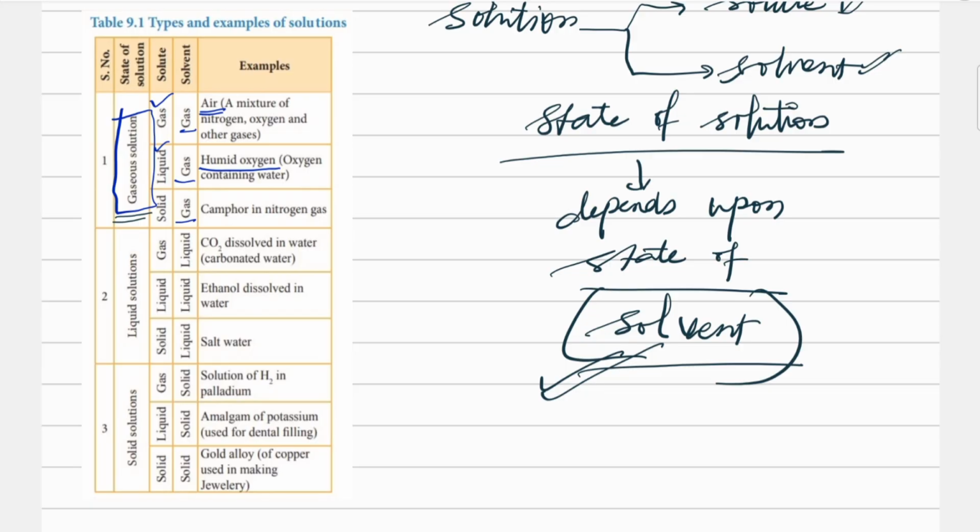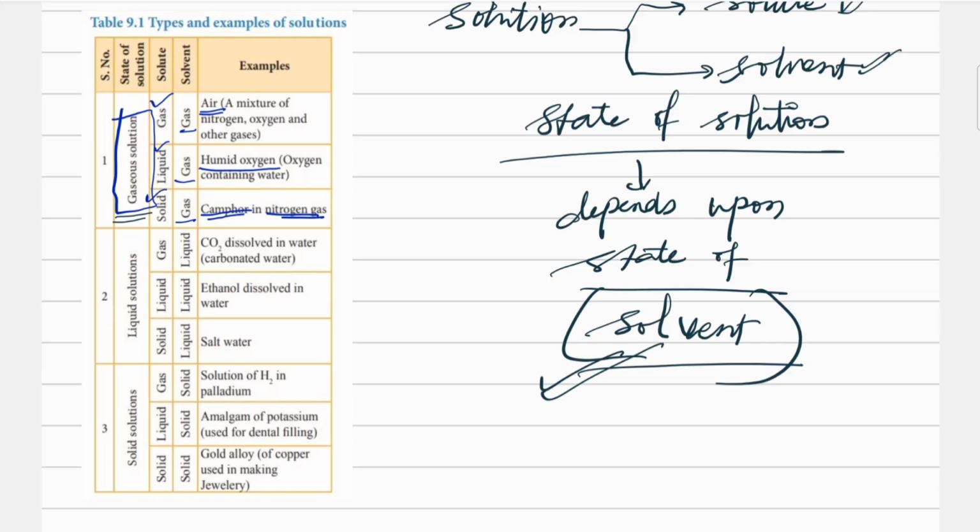Okay, so if you add water vapors to oxygen, then it is going to be gaseous solution once again. Then solid in gas, solid solute in gaseous solvent. Okay, you can do a few things in that. You can take nitrogen gas and camphor is added to it. At normal temperature, camphor has a property to sublime, okay, and it gets converted into gaseous form.